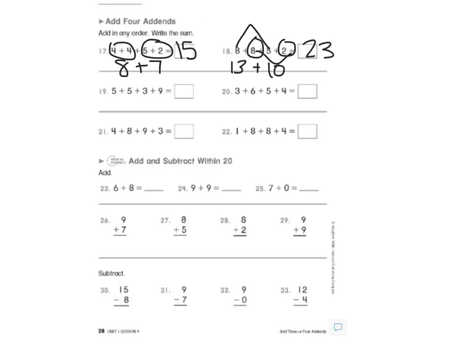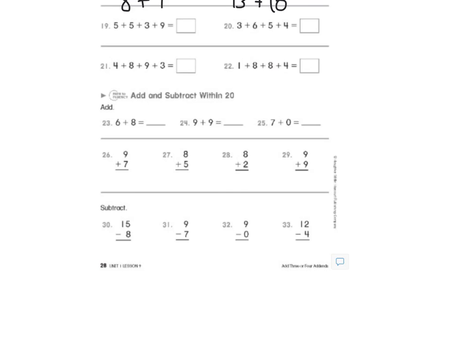So there's lots of different ways that you can solve these problems. You just have to decide how to combine your numbers. At the bottom of this page, you're going to be adding and subtracting. You're going to be practicing both your addition and subtraction facts. So be careful when you do those facts.